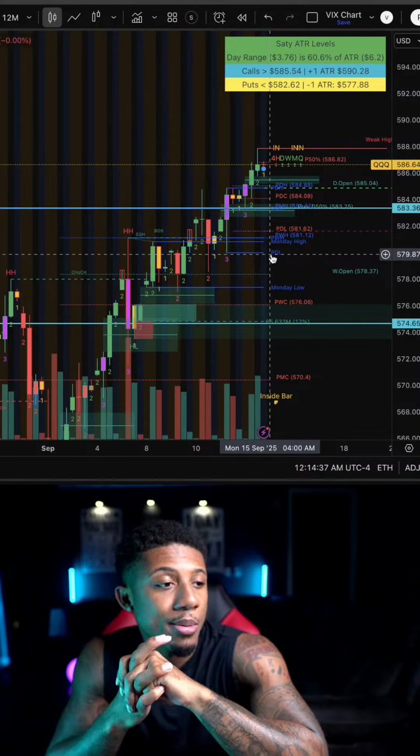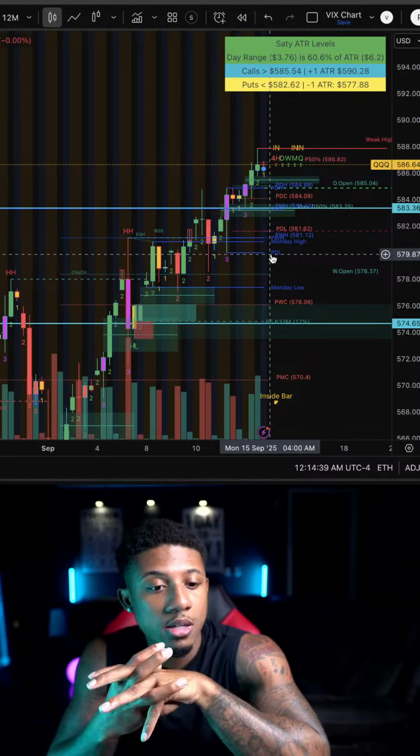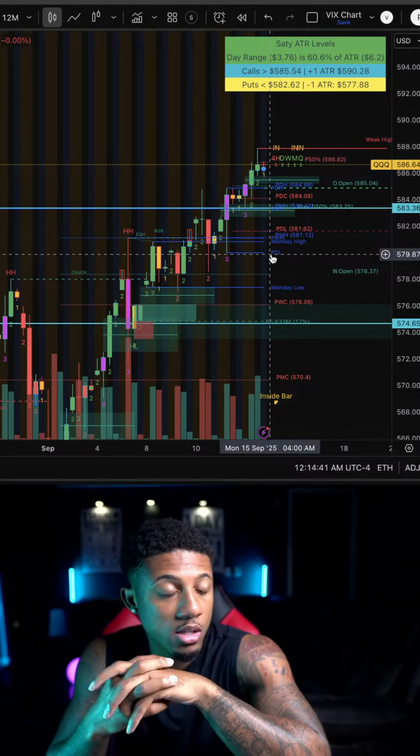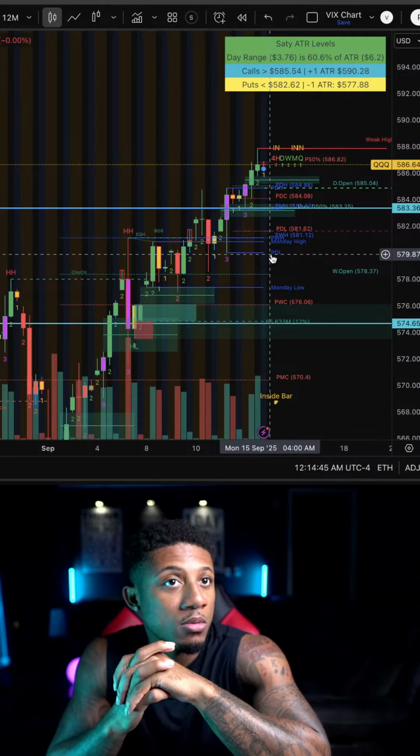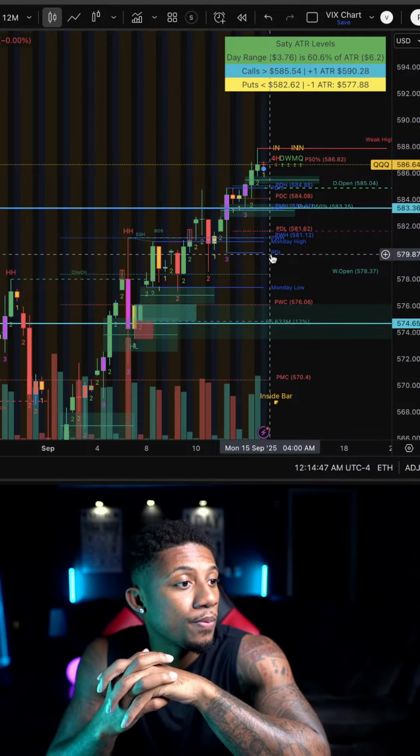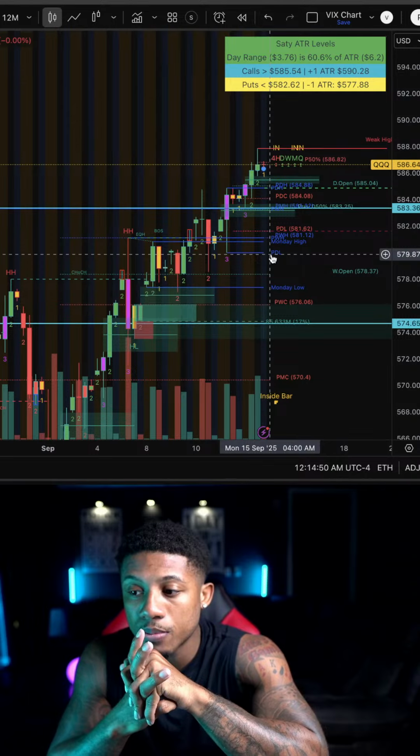Yeah, QQQ is climbing, but this catalyst that's coming up, if this catalyst goes against us, it's cooked. I don't know. We might sell off for a little minute. Not gonna lie.